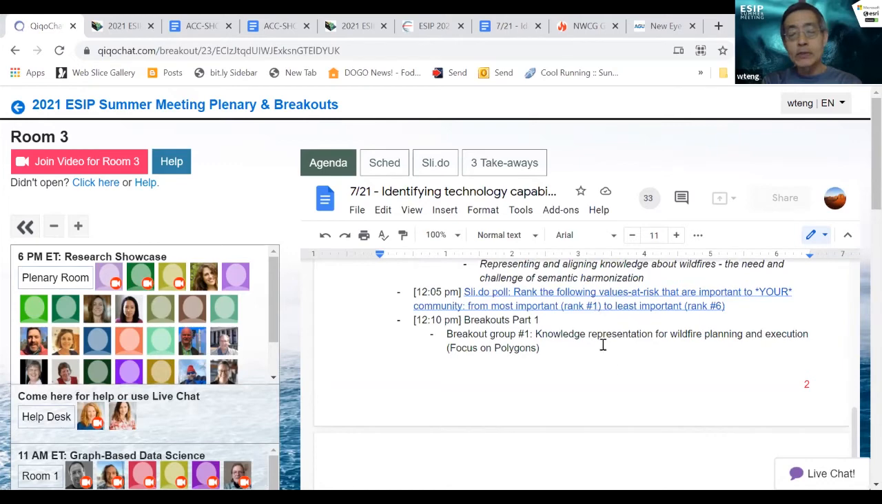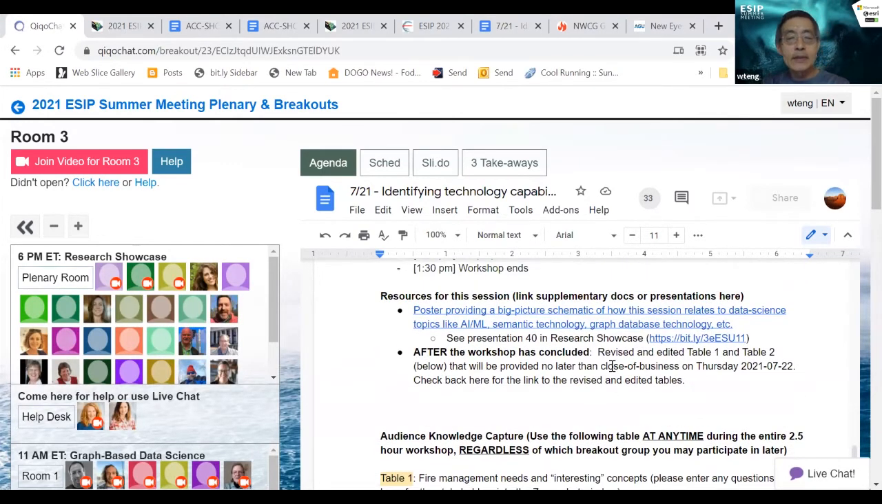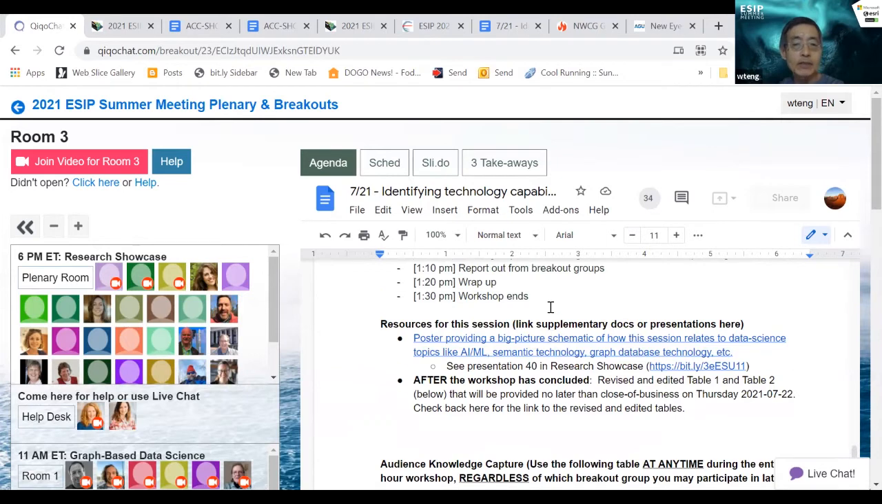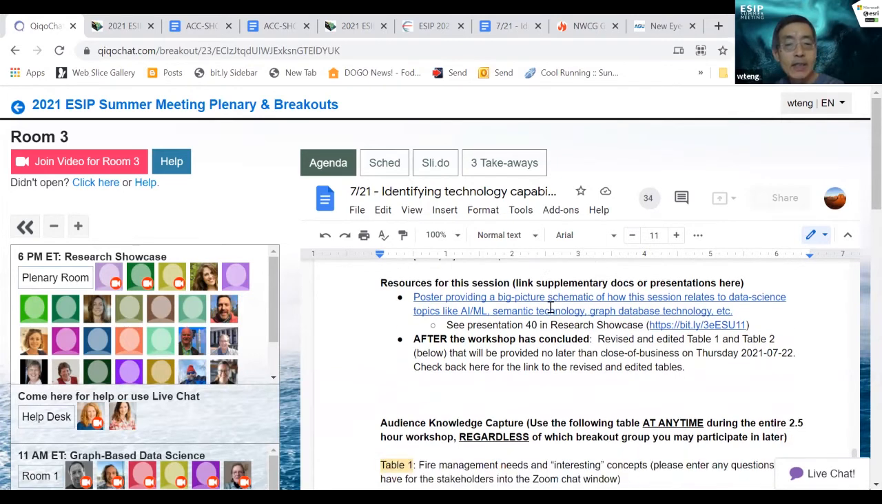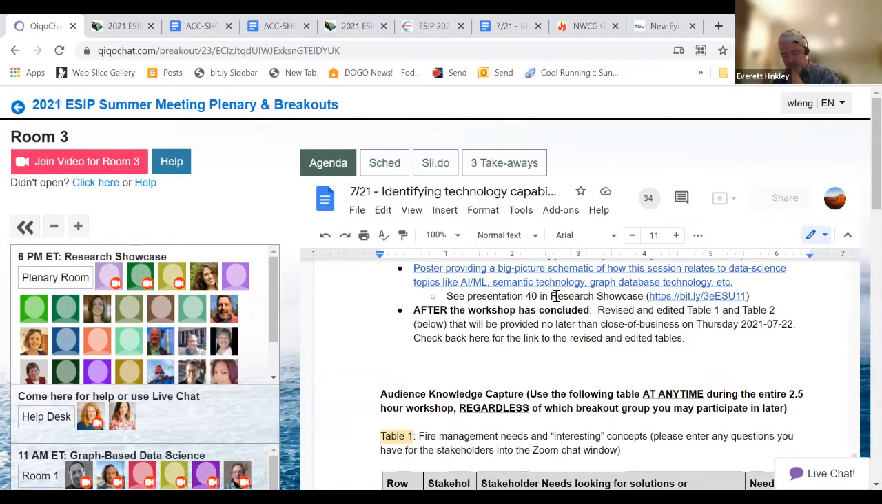to further get into the mapping of requirements to solutions. Just to point out, in the resources for this session, the link there is to a poster that provides a big picture schematic of how this workshop relates to data science topics. This will also be presented at tonight's research showcase. It should be presentation number 40 as of yesterday anyways. And the other presentation will also be available here after the workshop.